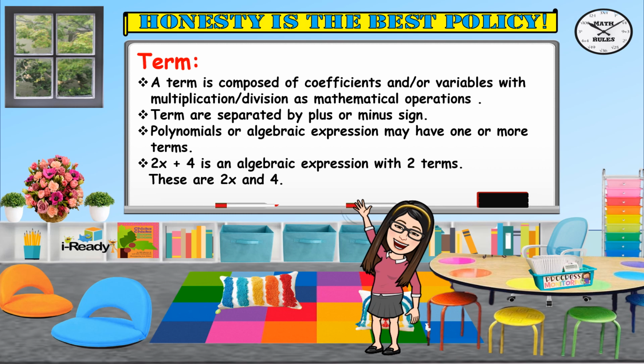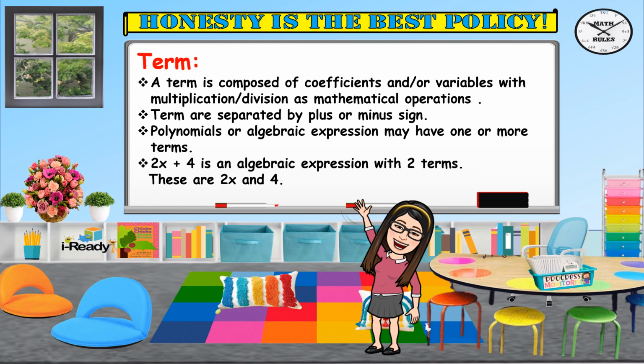Let's define what is a term. A term is composed of coefficients and or variables with multiplication and division as mathematical operations. Terms are separated by a plus or minus sign. And polynomials or algebraic expression may have one or more terms. Of course, if we have one term, that is what we call monomial. Two terms, binomial. 3 terms, trinomials. If it is 4 or more terms, that is what we call multinomials, or just simply say polynomials.